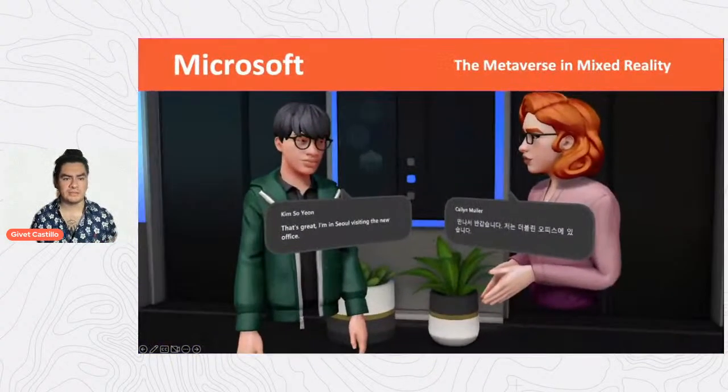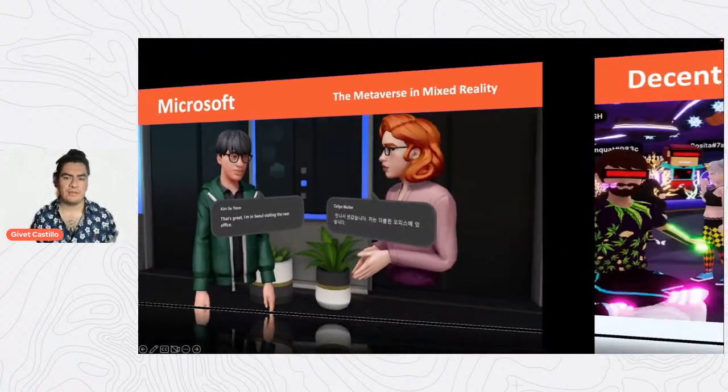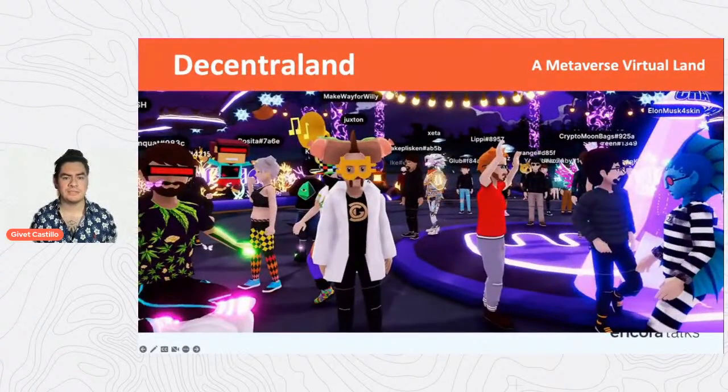We have Microsoft. This is a kind of metaverse in mixed reality. You can have meetings or share content with your co-workers, stakeholders, all that kind of stuff. So we have this Microsoft metaverse. And another example could be Decentraland. Decentraland is a metaverse of virtual land. They have a lot of topics like cryptocurrencies and NFTs, tokens, all that kind of stuff. So this is another example.